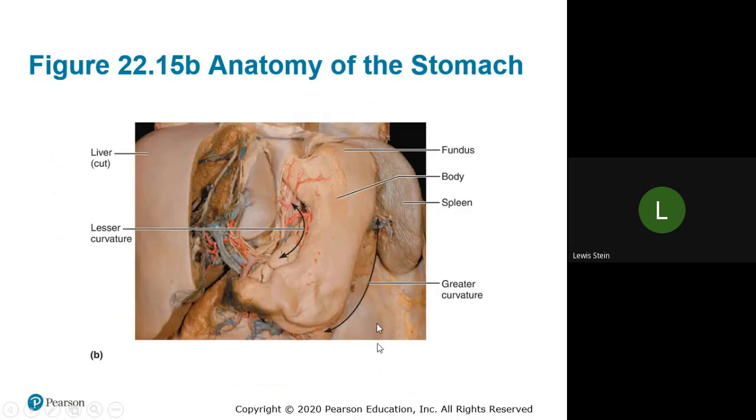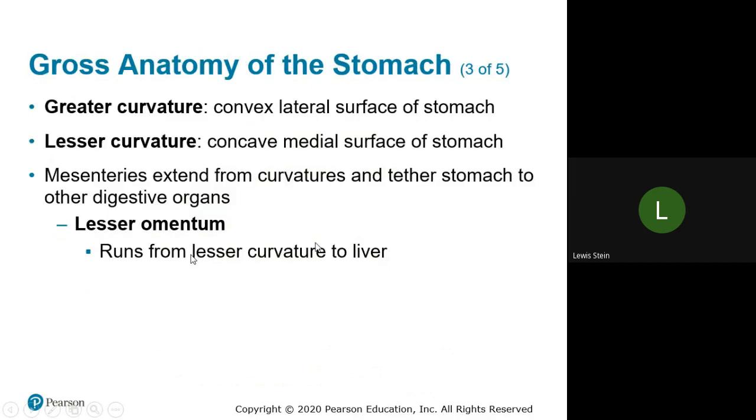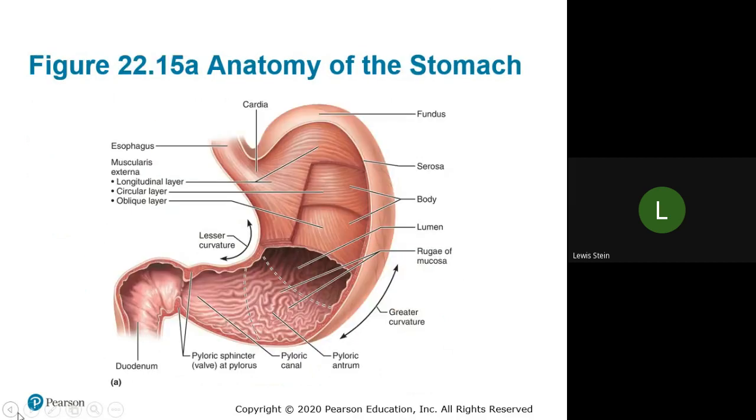So we have that. There's what it looks like in situ, greater and lesser curvature. The mesenteries, there's a lesser one called the lesser omentum between the liver, which is somewhat above it and anterior to it. But the greater curvature has, think of it as like an apron coming down this way. And what that is is a layer of fat that almost lays over the small and large intestine, protecting it.